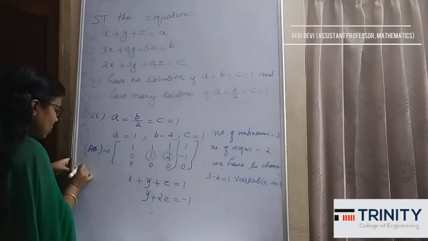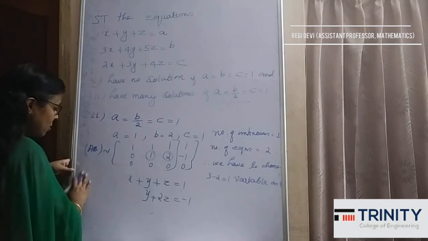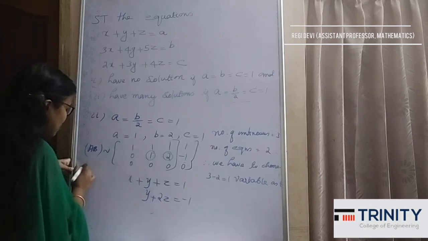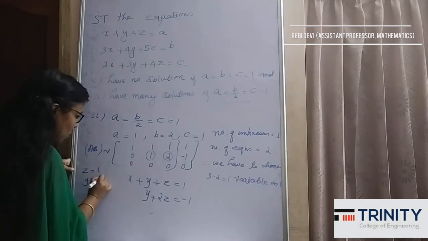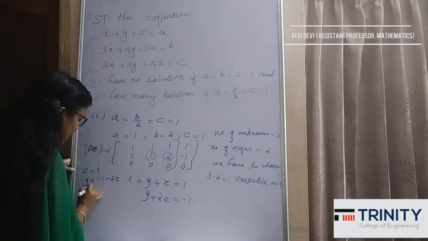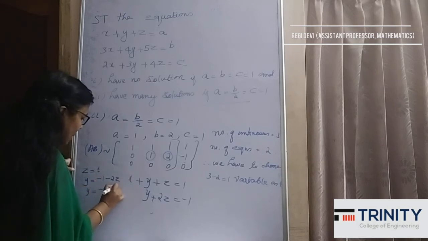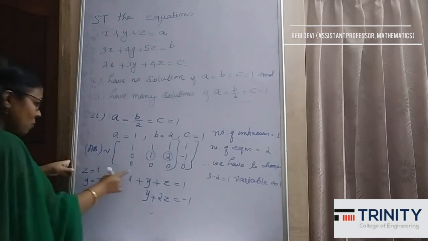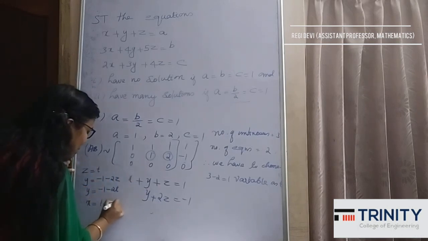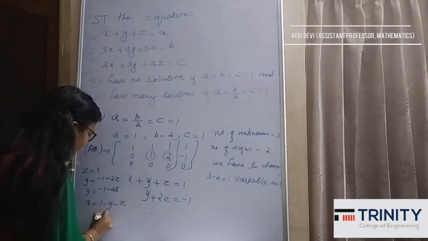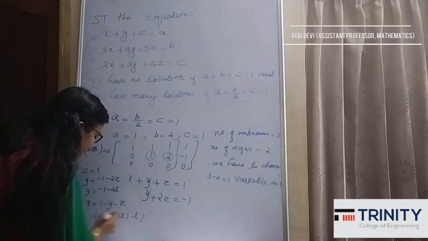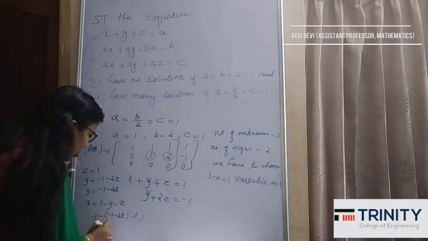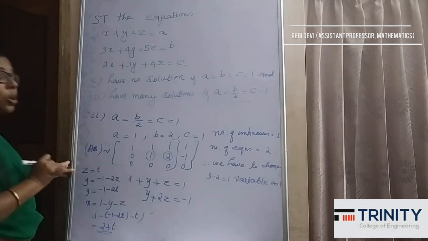I am choosing y equal to t. Now it is easier to make z equal to t, so I am choosing z equal to t. That is y equal to minus 1 minus 2z, that is y equal to minus 1 minus 2t. Also what about x? x equal to 1 minus y minus z. Here 1 minus y is 1 plus 1 plus 2t, and z is t, so 2 plus 2t minus t, that is x equal to 2 plus t.